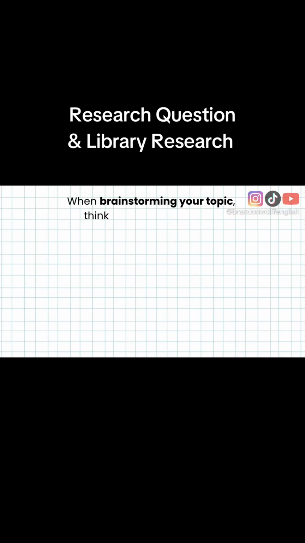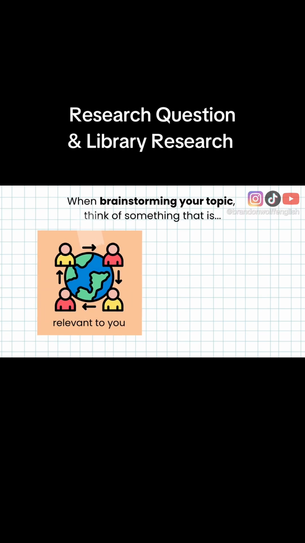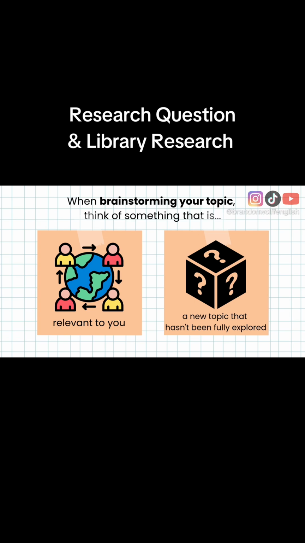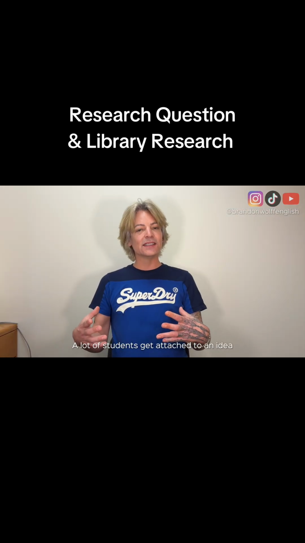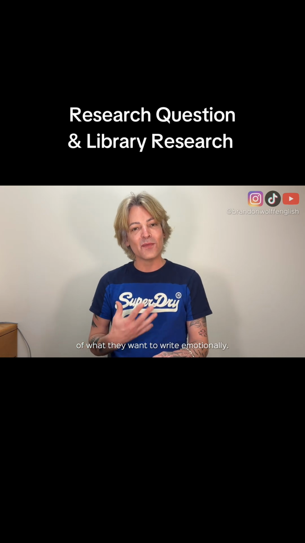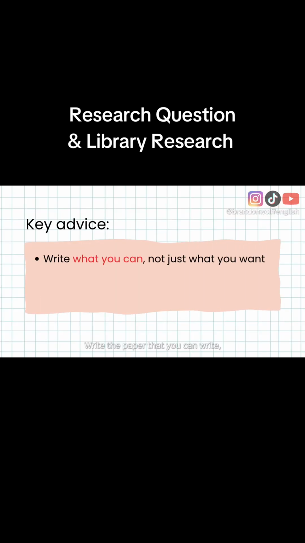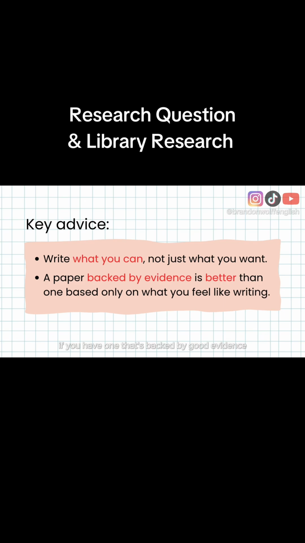When you're brainstorming your topic, think of something that's relevant to you and something that is a new topic that hasn't been fully explored. A lot of students get attached to an idea of what they want to write emotionally. I would suggest thinking more logically about the research that's out there. Write the paper that you can write rather than writing the paper that you want to write. You'll write a much better paper if you have one that's backed by good evidence to support your claims than if you write a paper that's just a topic that you feel you really want to write about.